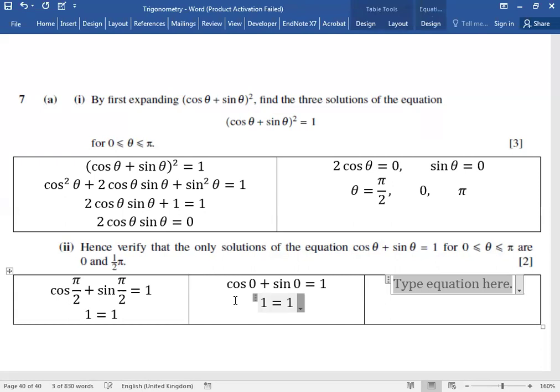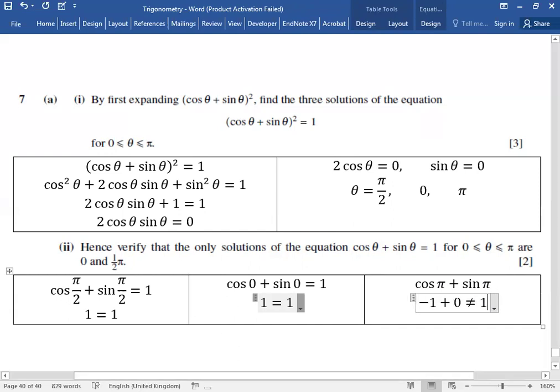If we had said pi at the start, cos pi plus sine pi, what do we get? Cos pi is -1, sine pi is 0. So this is not equal to 1. So obviously this is one way, the way you are suggesting, but you can also do it another way.